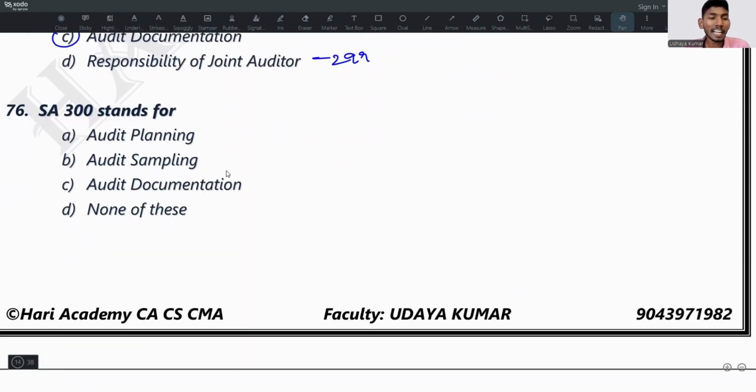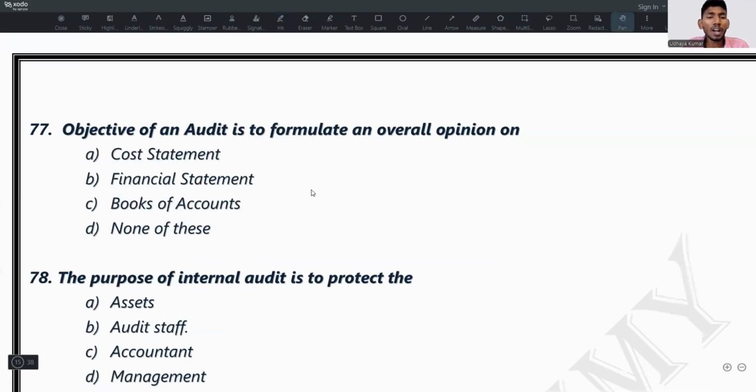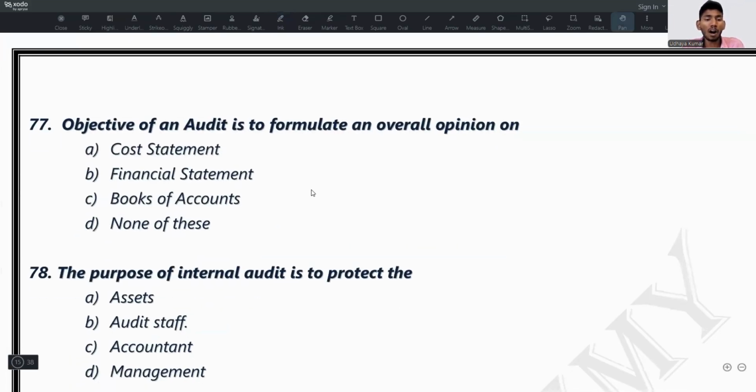SA 300 stands for audit planning, which we have already discussed. SA 530 is audit sampling, SA 230 is audit documentation, and audit planning is SA 300. The objective of an audit is to formulate an overall opinion on the financial statements, not cost statements or books of accounts. We discussed this in the introduction itself. So the overall objective of performing an audit is to form an opinion on the financial statements.